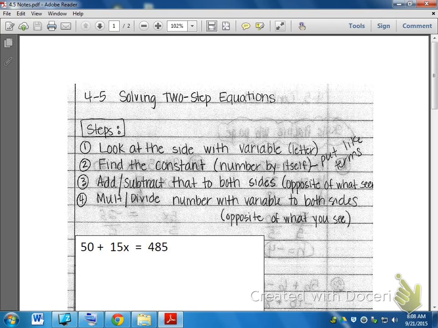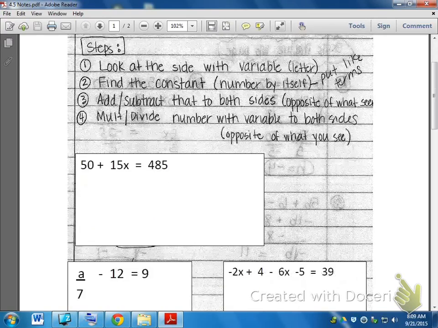Find if there's a constant term on that side, add or subtract to get rid of it, and then do what you need to do to get the variable by itself, whether that would be multiply or divide. Now, I will tell you they'll be getting more complicated. You might have some where there's more than two terms on this side. If that happens, you would need to combine like terms first. So let's just start with these and see what happens.